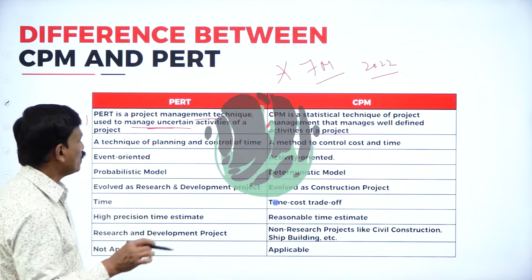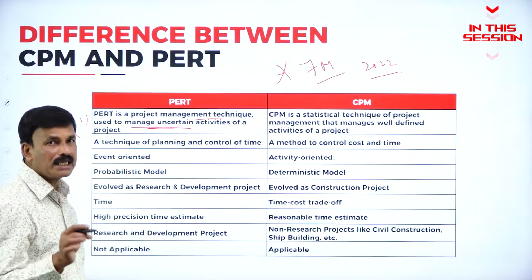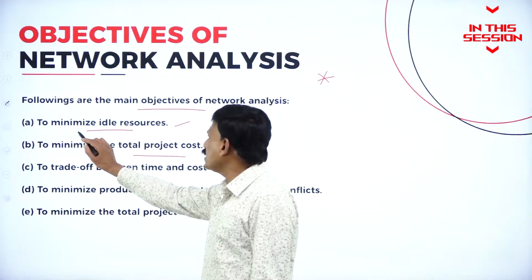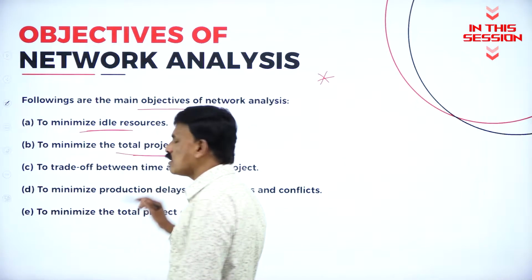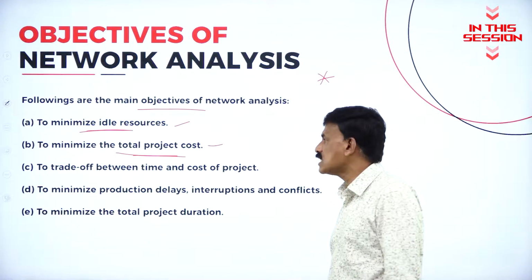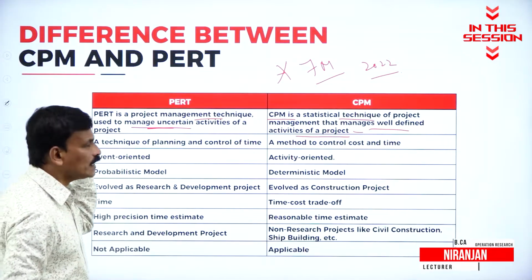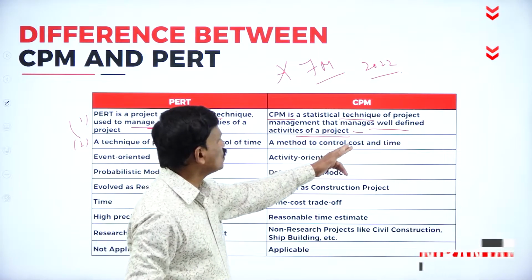PERT is a project management technique used to manage uncertain activity of a project. One is to minimize the idle resource, another one is to minimize the total cost of the project. These are very important objectives in network analysis. A technique for planning and controlling of a time. What is CPM? It's a method to control cost and time.